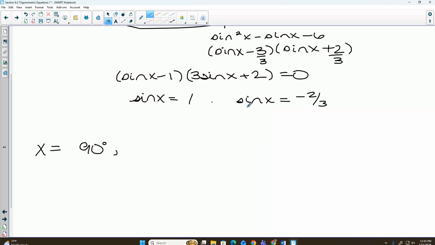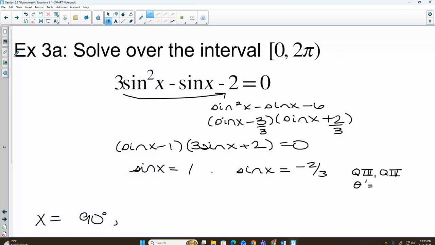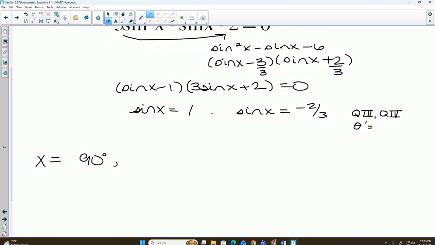For this one, when sine is negative 2/3, in what quadrants is sine negative? Referencing. Do we know when sine is 2/3? We don't. Okay. Oh, one thing. I said 0 to 2 pi on this one, didn't I? So I'm not in degrees, I'm in radians. So what should I say instead of 90? Pi over 2.